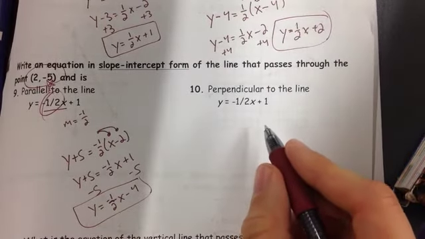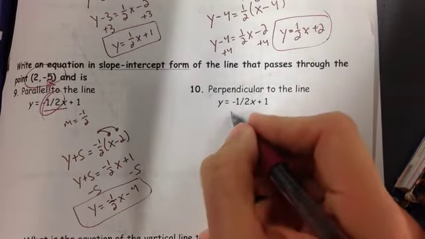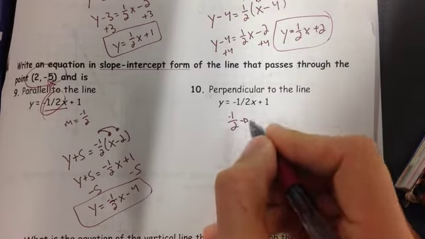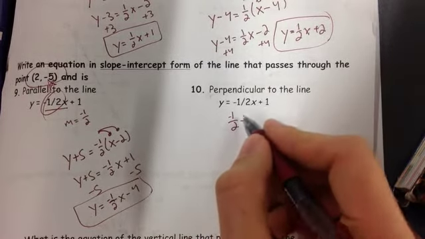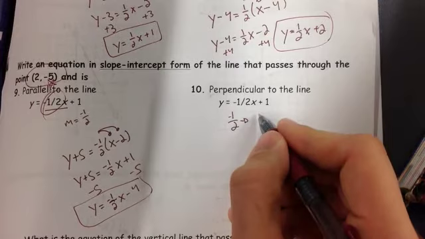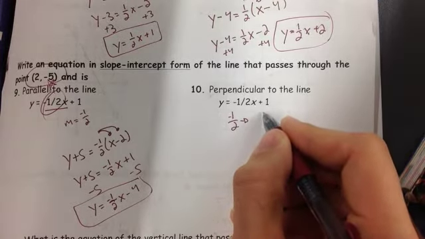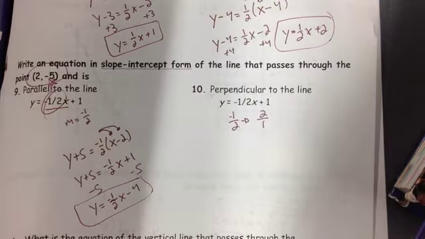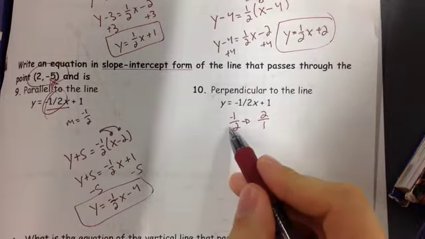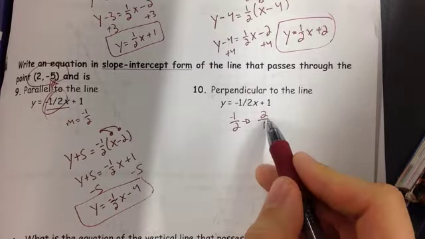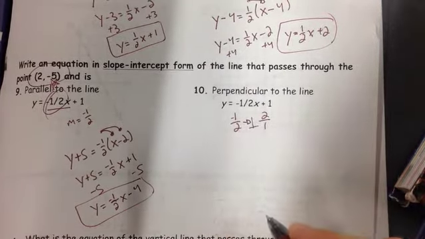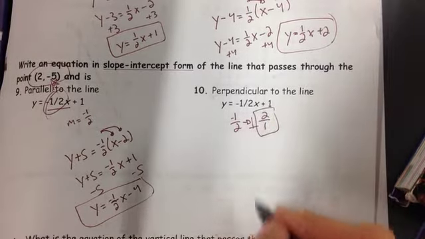Looking at number 10, we want to be perpendicular. Now if I have a negative 1/2, I need the opposite reciprocal of this number. So instead of negative 1/2, I'm going to have a positive, and instead of 1/2, I'm going to have 2/1. It's the exact opposite, so negative, positive. 1/2, 2/1, that's perpendicular. All right? This is the slope that I need to use.